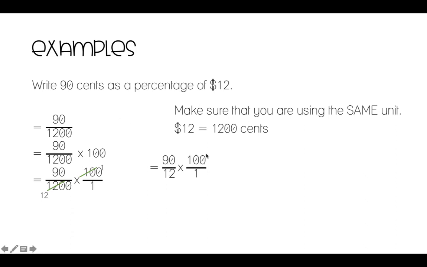Oh, that should be 1. And then we simplify this down. So 6 goes into 90 15 times and into 12 twice, so we end up with 15 over 2. And 15 over 2 is 7.5%.